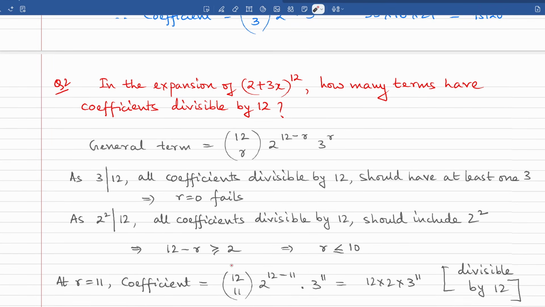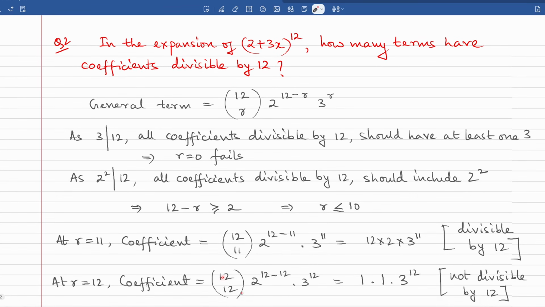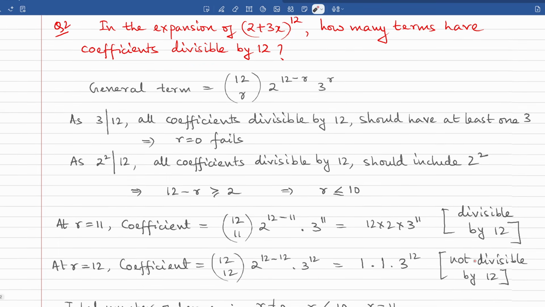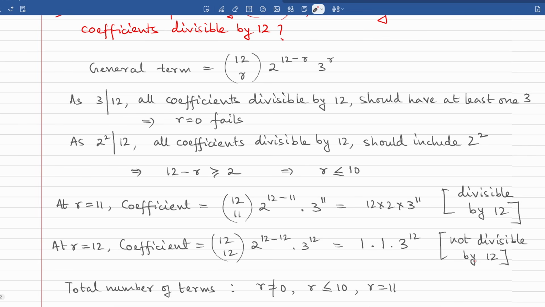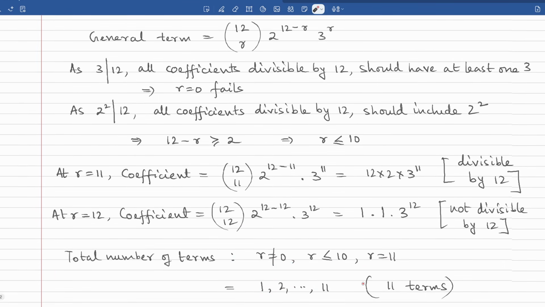At r equal to 12, the coefficient will be 12C12 · 2^(12−12) · 3^12, which is the last term. So yeah, that is not going to be divisible by 12. So the total number of terms that we have counted so far is r not equal to 0, r less than or equal to 10, and r equal to 11. So that means a total of 11 terms, from terms 1 to 11.